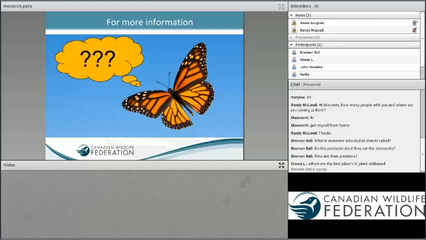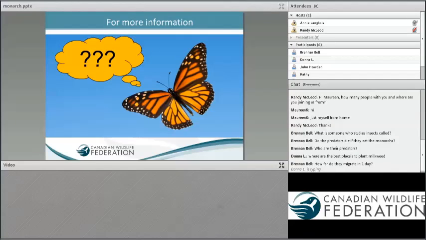Ooh, the best places to plant milkweed. Milkweed likes the sun. So anywhere you have in your yard or where you live that has a lot of sun, you can plant milkweed.